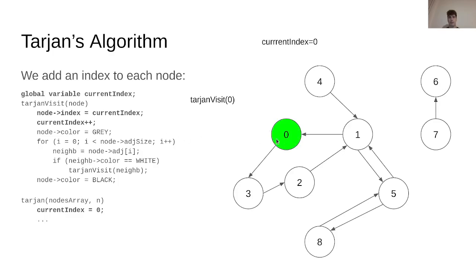So let's see how it looks like. When we start visiting from 0, the index is 0. So we put index 0 on the current node.